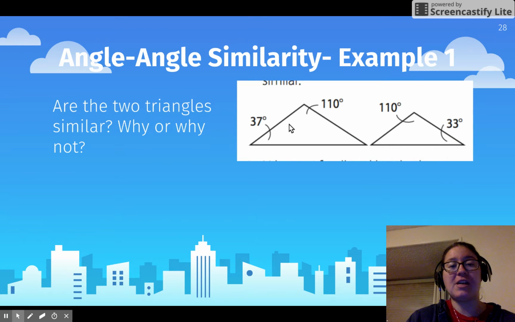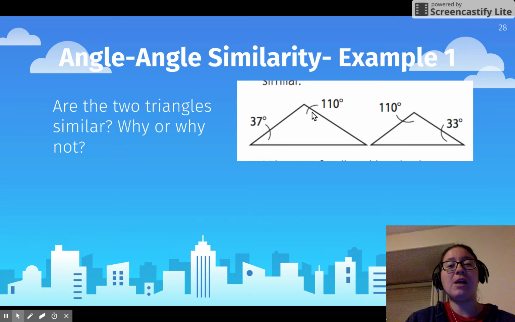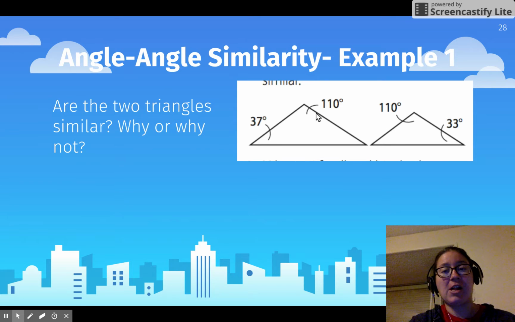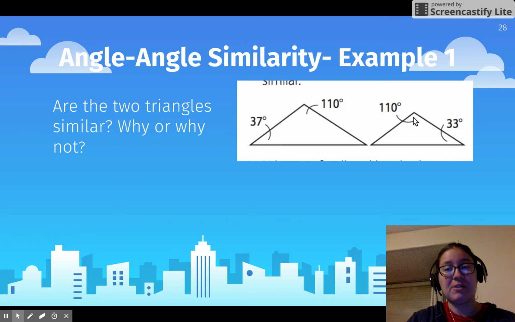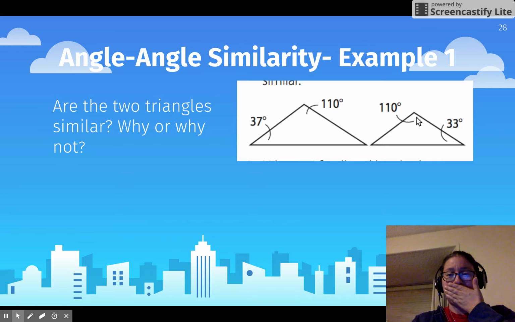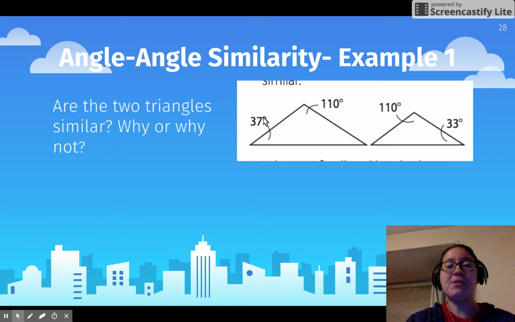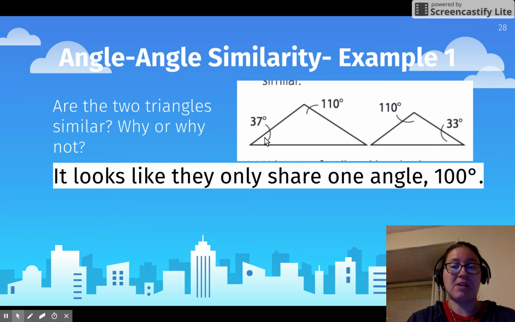So here's an example. We've got two triangles. We want to know if they're similar. Well, if we just look at them, we see we've got this angle is 110 and this angle is 110. So those two top angles are congruent. But it looks like the other two angles, well, they don't match up. We have the right angle on this one is 33, and we have the left angle on this one is 37, and those are not congruent. So it looks like they only share one angle, 110, typo there.